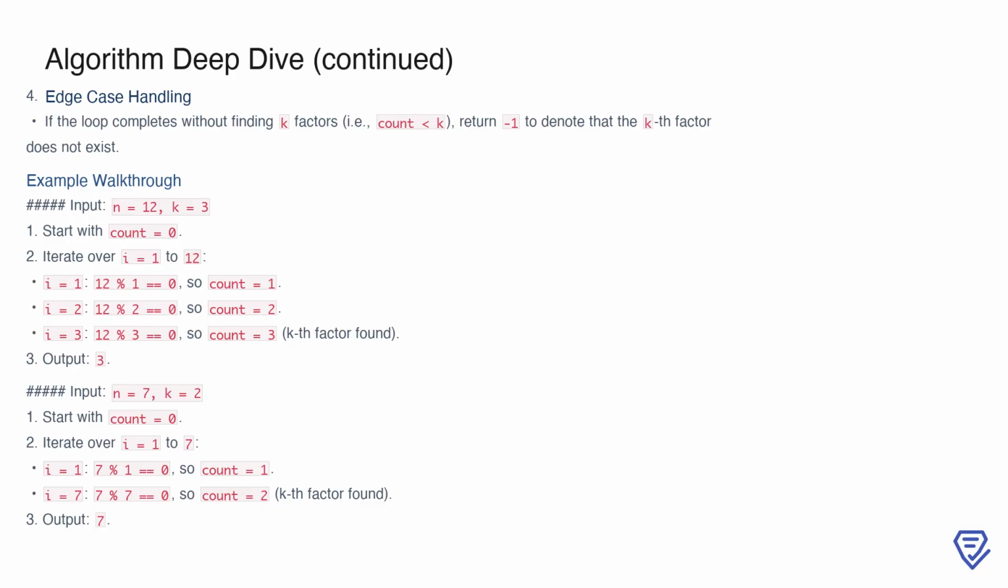Another example, for n = 7 and k = 2, we start iterating with count = 0. At i = 1, 7 % 1 = 0, so count becomes 1. At i = 7, 7 % 7 = 0, and count reaches 2, matching k. Therefore, the output is 7, the second factor of 7.